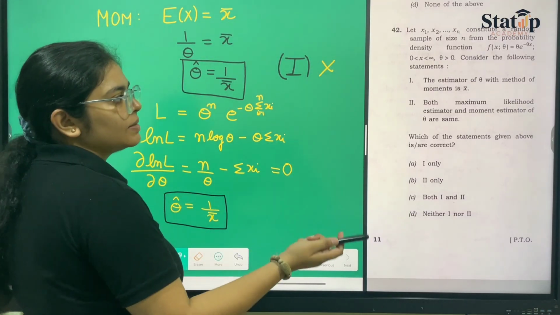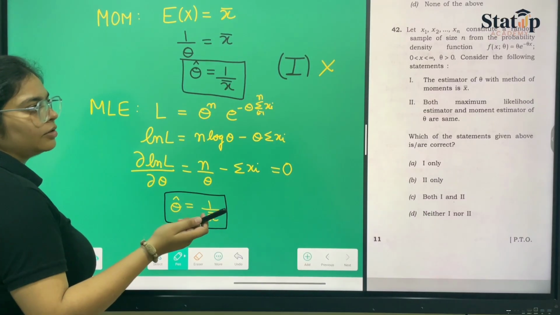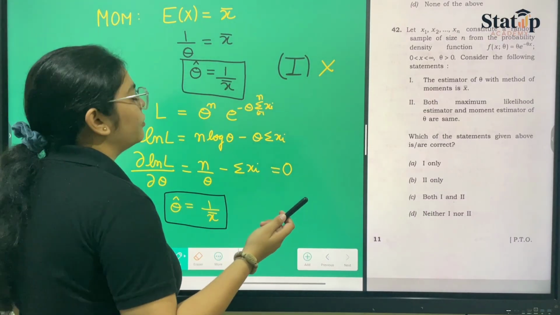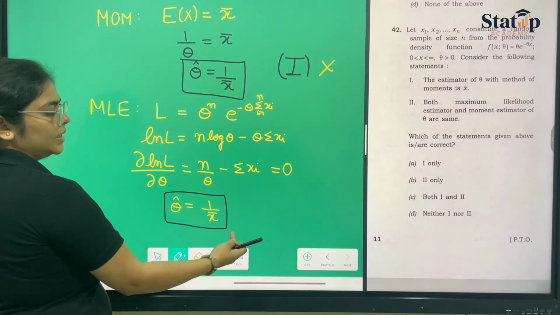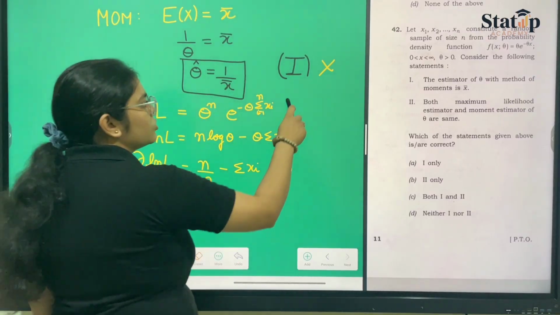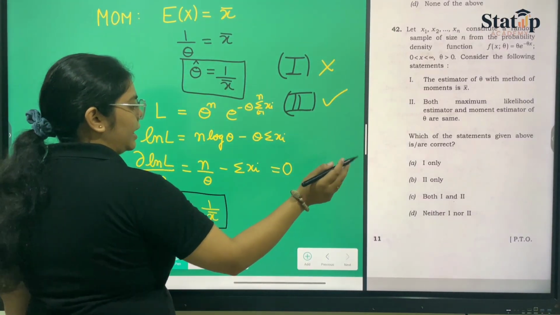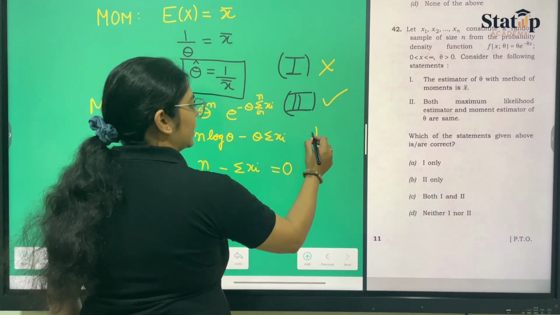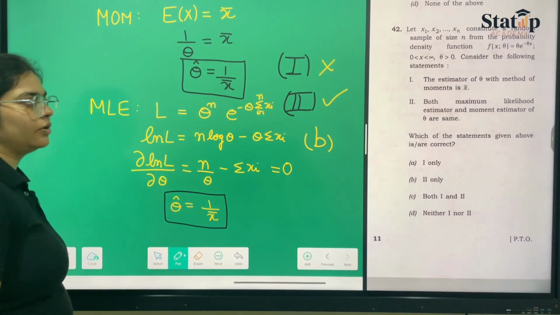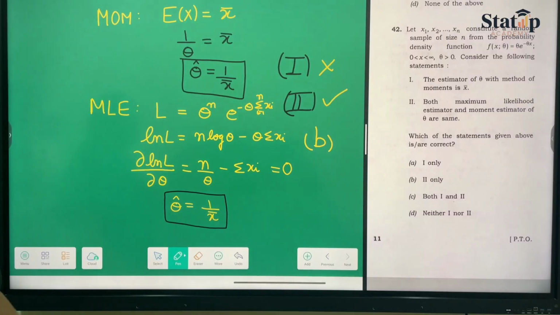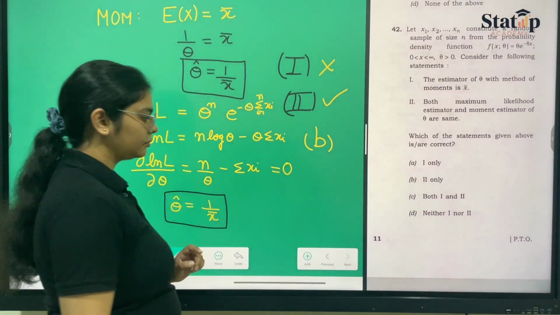Now, both the maximum likelihood estimator and method of moment estimator of theta are same. Yes, we can see that it is the same, 1 upon x bar, so our statement 2 is the correct statement. Hence we can say that B is the correct option for this question, that only second statement follows. I hope that it is clear.